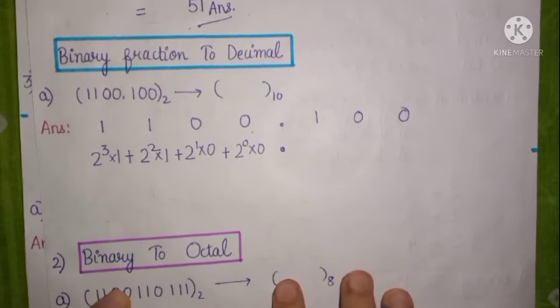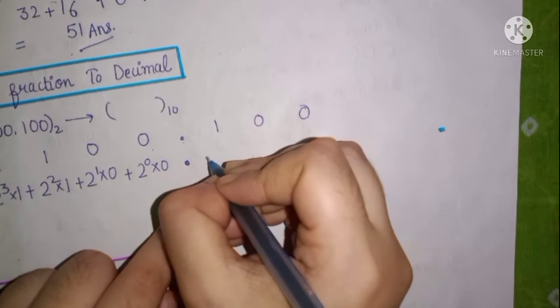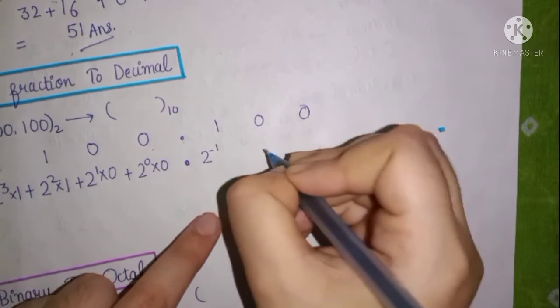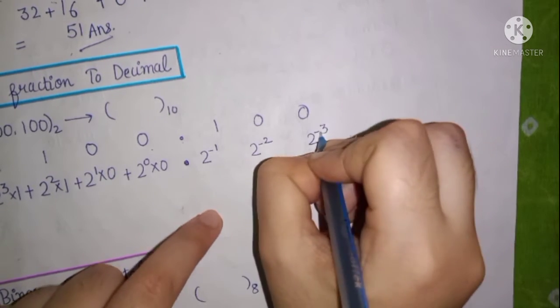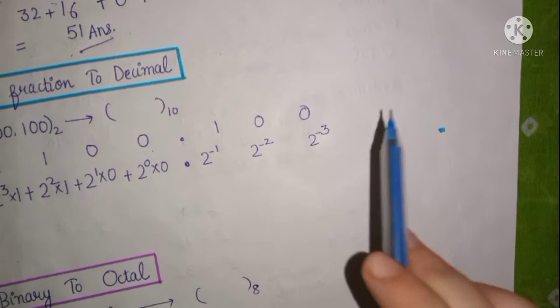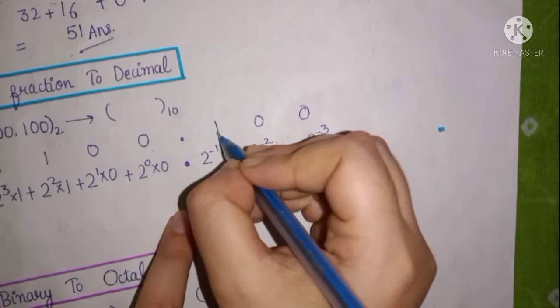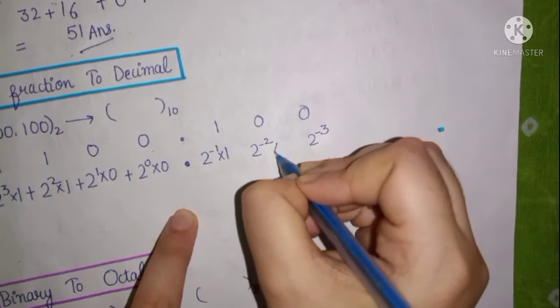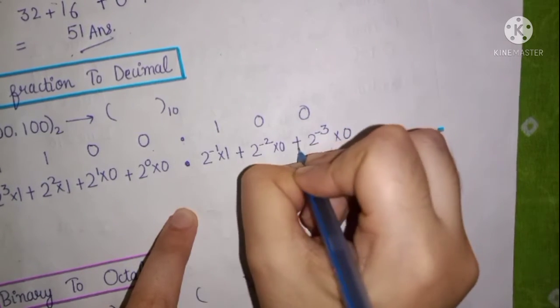Here is the point. Now after the decimal, you have to write 2 raised to the power minus 1, 2 raised to the power minus 2, 2 raised to the power minus 3. After the decimal you have to take the powers as negative, that is minus 1, minus 2, minus 3, minus 4, up to the number of digits, and then multiply by the respective digit, multiply by 1, multiply by 0, multiply by 0, and put the plus sign in between them.